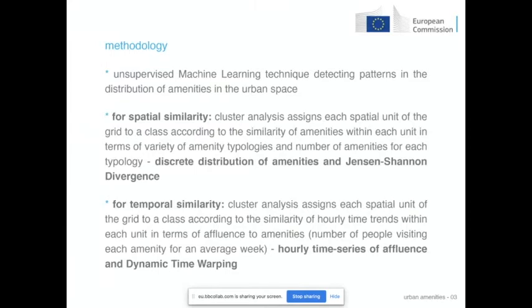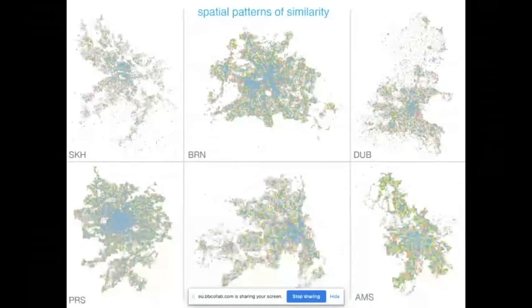And then for temporal similarities, we cluster the affluence of people because we also had access to hourly time series of affluence of people to amenities. So we clustered those using dynamic time warping as distance metrics, and we use DBSCAN as a clustering algorithm. As for the results, in the first lab, we can see spatial patterns of similarity across a number of different capital cities.